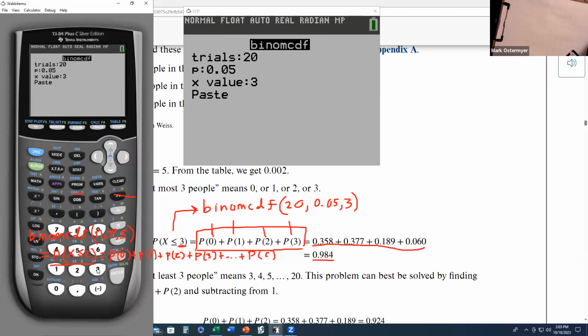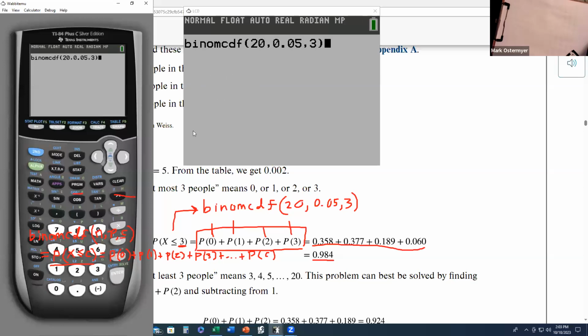Type in 3. Now, if you don't have it showing vertical like this to populate the argument list, if it pops up horizontal, you have to type in the argument list this way. Make sure you separate these numbers by commas. Hit enter, and watch this. Boom, done. 0.984. That saved a ton of time instead of having to use the binom PDF function 4 different times. Isn't that a marvelous time saver?